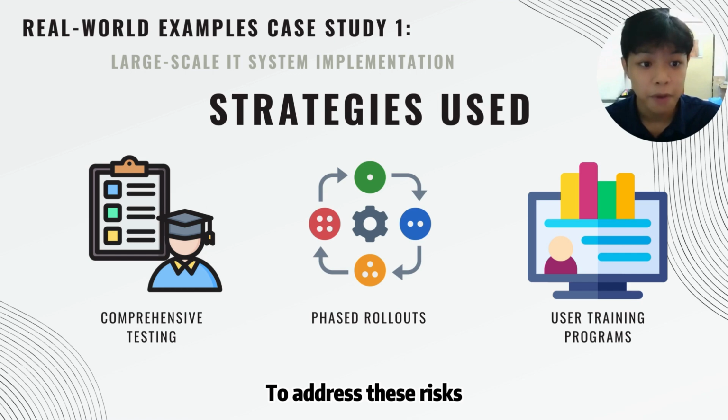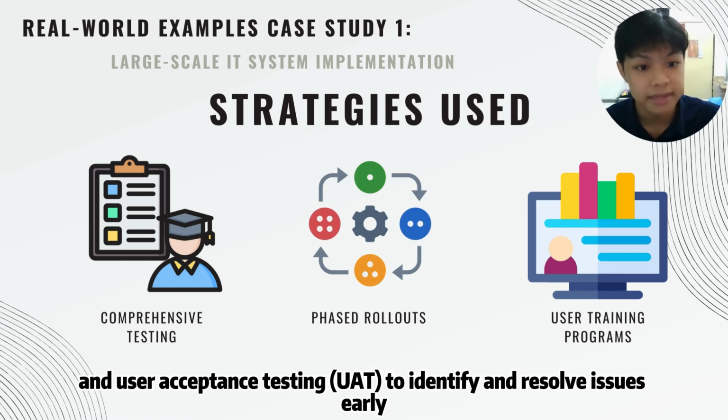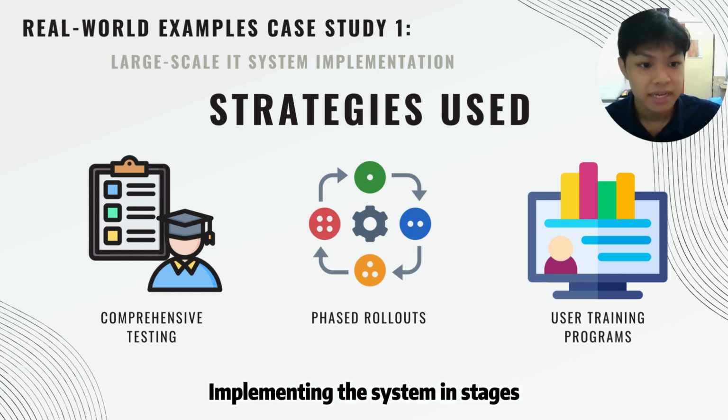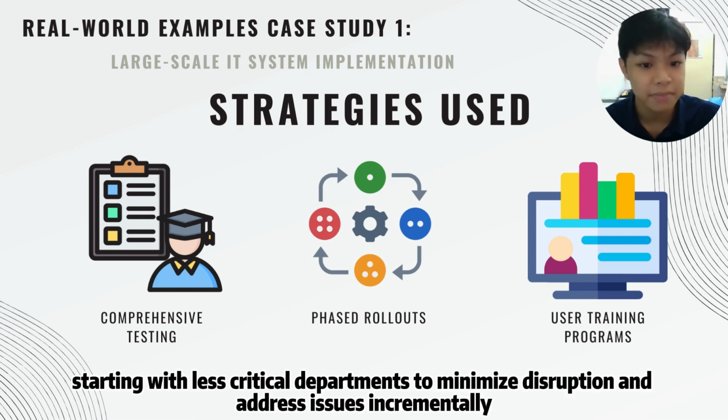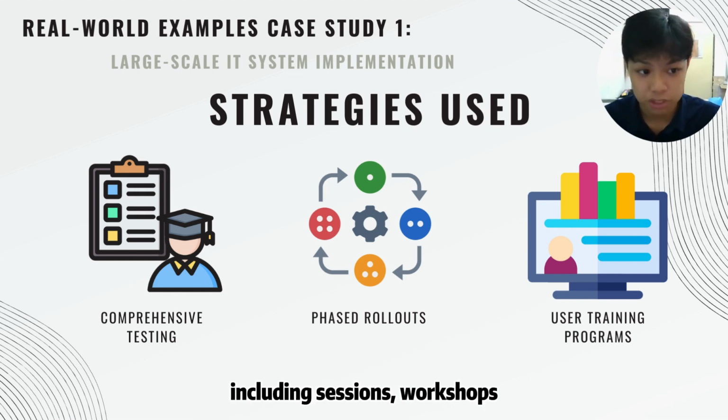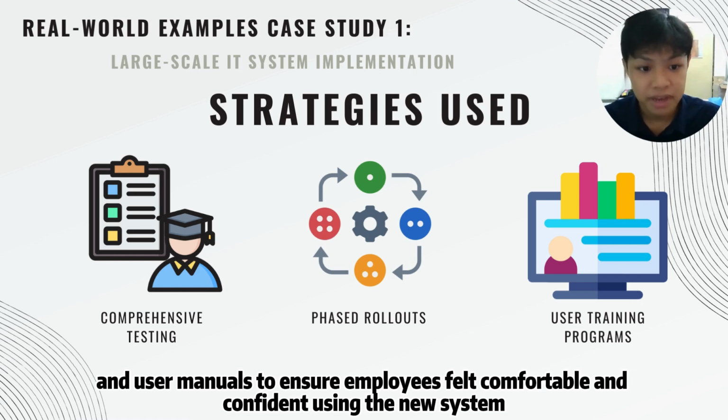Then, to address these risks, we employed several strategies. The first one is comprehensive testing, extensive testing including unit tests, integration tests, and user acceptance testing, UAT, to identify and resolve issues early. The second one is phased rollouts, implementing the system in steps, starting with less critical departments to minimize disruptions and address issues incrementally. And the third one is user training programs, with robust training including sessions, workshops, and user manuals to ensure employees feel comfortable and confident using the new system.